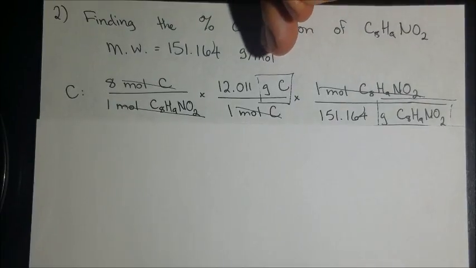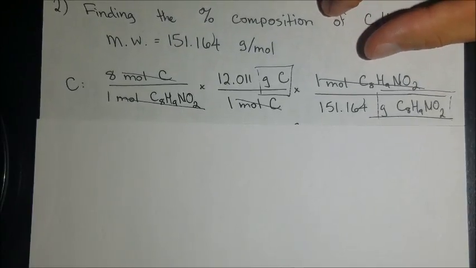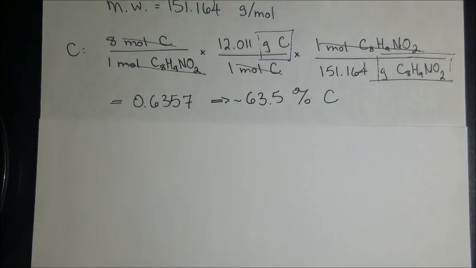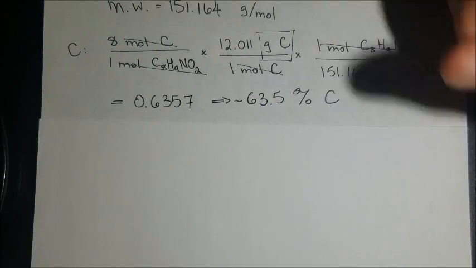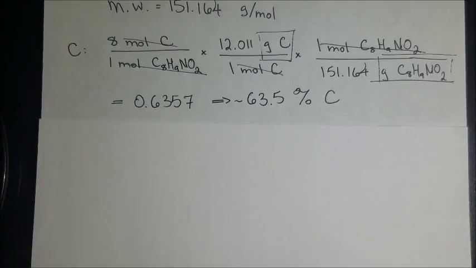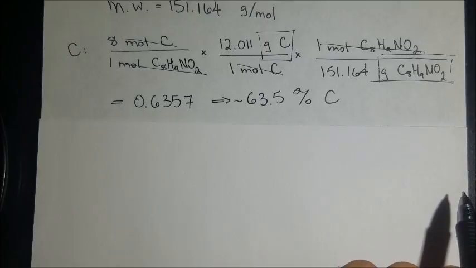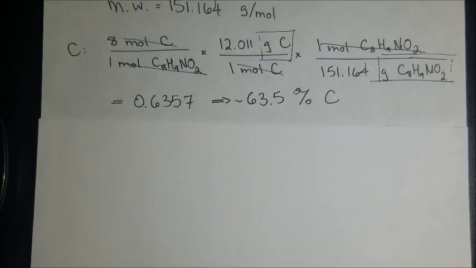And here, if I see grams of carbon per grams of acetaminophen, I can identify that I'm going to get a percentage out of this. And that's exactly what I do here. I just go 8 times 12.011 and divide it by the molar mass of acetaminophen, and this is the number that I get. So that corresponds to 63.5% of carbon. So what I'm saying here is that 63.5% of the mass of this molecule is made up of carbon. Okay, so if I had 100 grams of this molecule, 63.5 grams of that would be pure carbon.